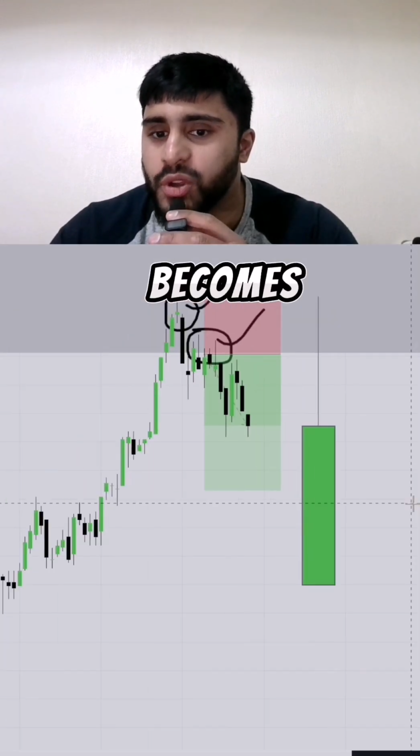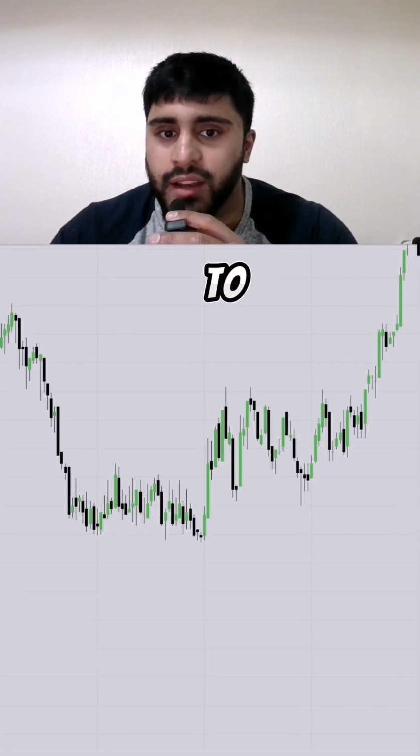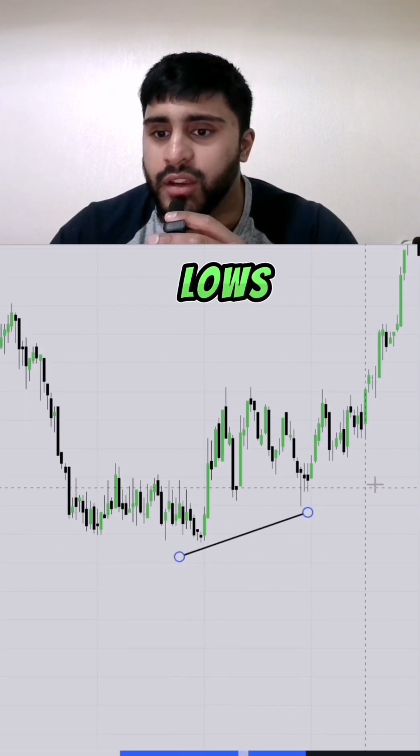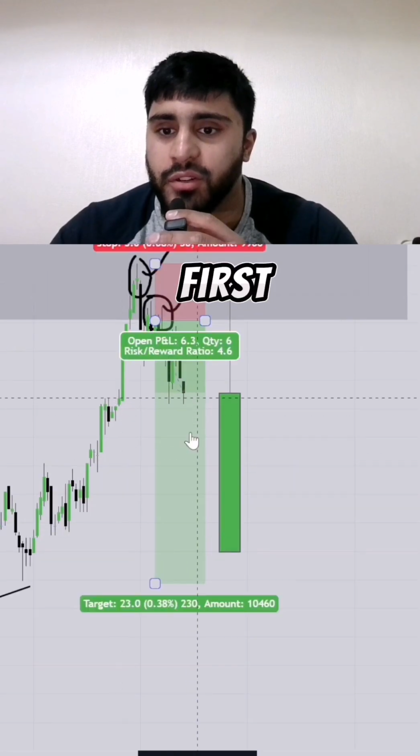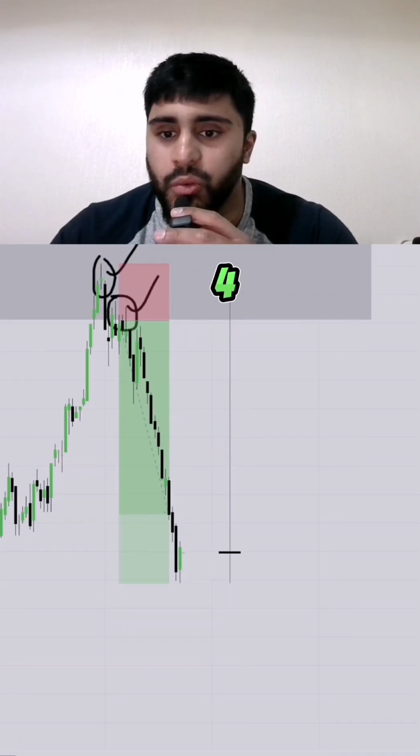So now the question becomes, where do we target? So if we look over here to the left, we actually have some equal lows resting in this region and we have some trend line liquidity over here, right? So we can target the first low down here for a nice 1 to 4, 1 to 5 hour trade, right?